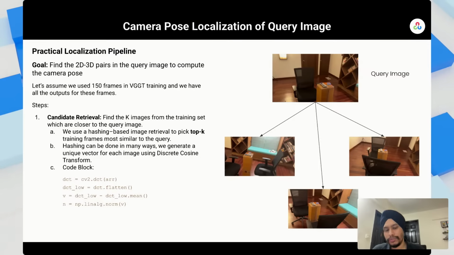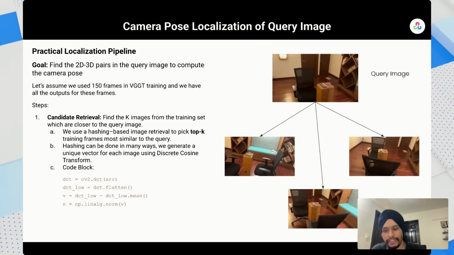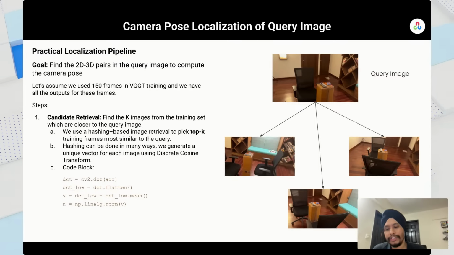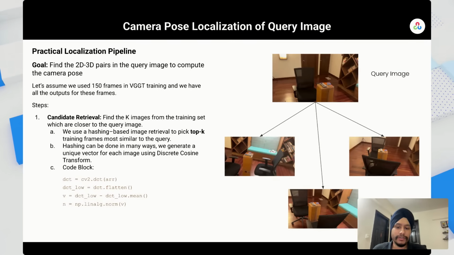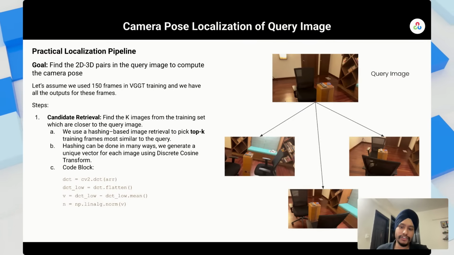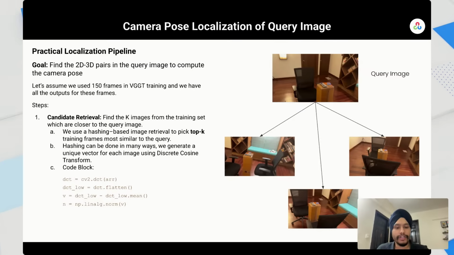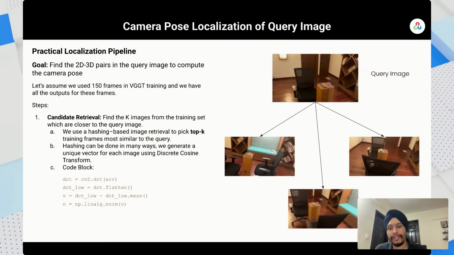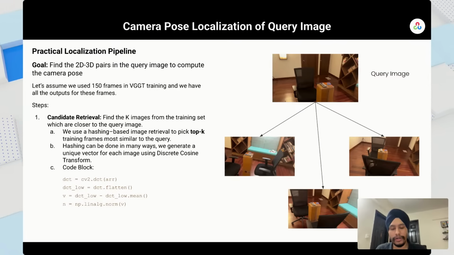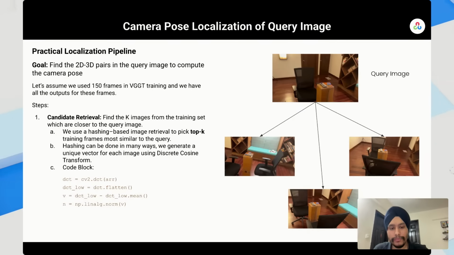There can be many methods to do this. What we use is a very lightweight method, which we call hashing, where we generate a unique vector for each image using a discrete cosine transform. We can use a DCT function that is available in OpenCV, and then normalize it, right? Let's say I have done this and cached it for all the 150 frames that were in training, so I don't need to do it every step. For the 150 frames, this vector is already computed, which can be considered a unique representation of that image.